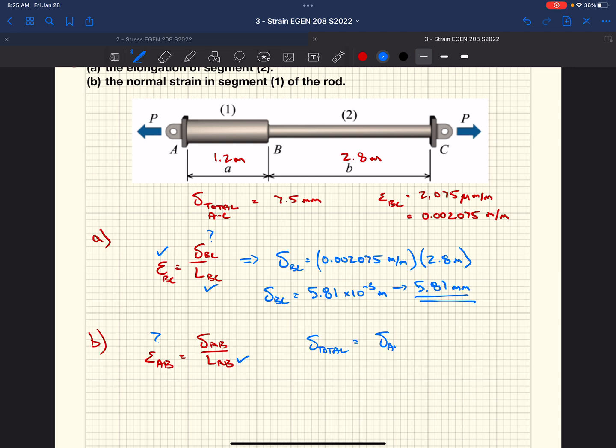So delta total equals delta A to B plus delta B to C, and we had 7.5 millimeters. We don't know what A to B is, but we do know what B to C is, 5.81 millimeters. That then tells us 1.69 millimeters is our change in length of segment 1.